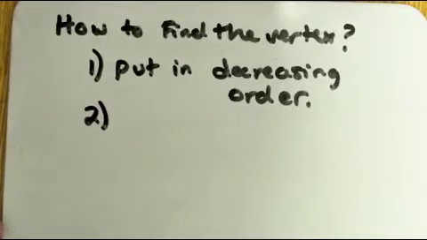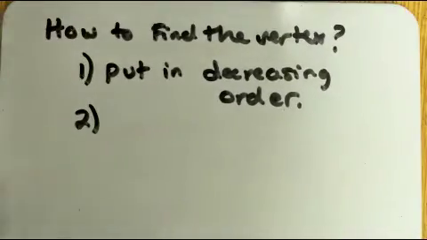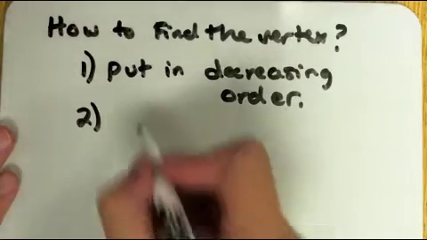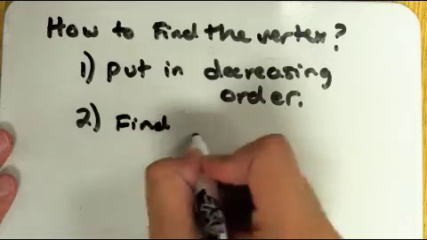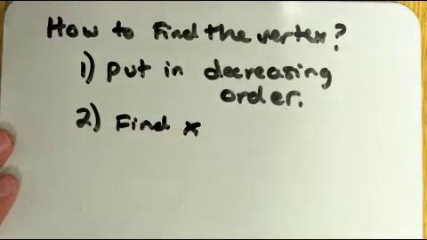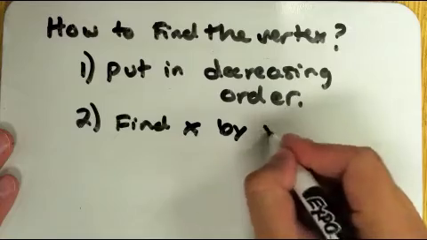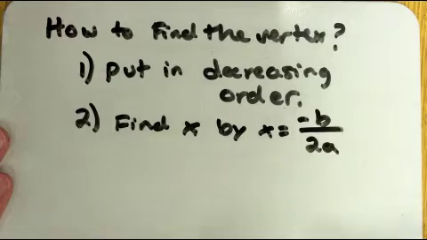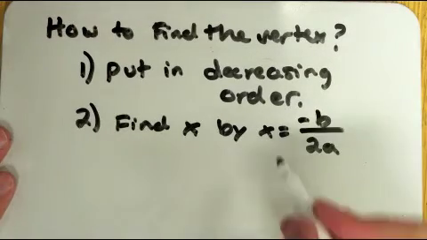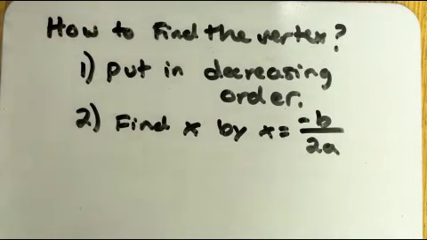The second step is we're going to be using a formula. We need to find our x value. This is going to be a lot of information and you're not going to understand, but just bear with me. We need to find x by x equals negative b over 2a. We call this formula the axis of symmetry.